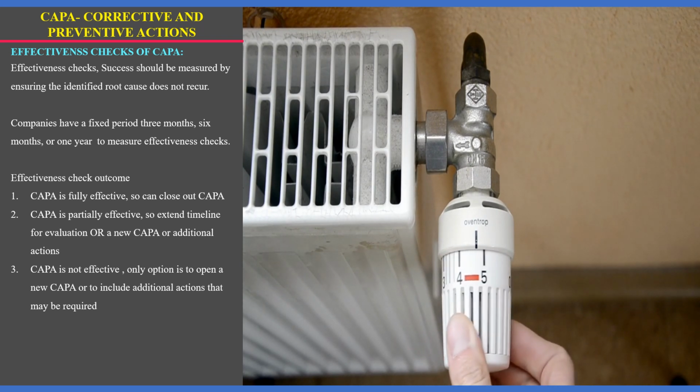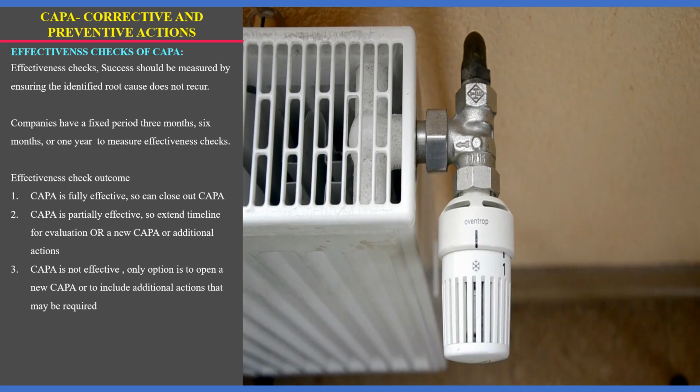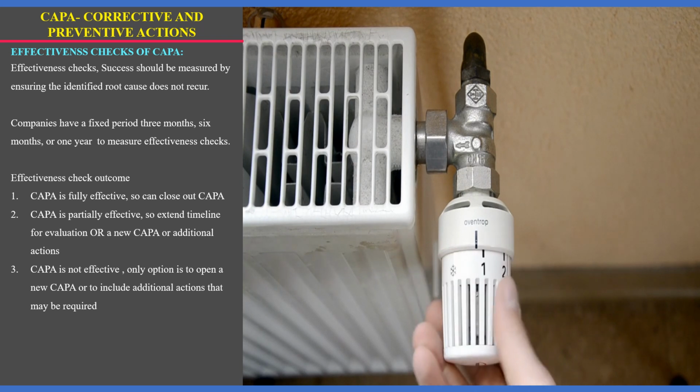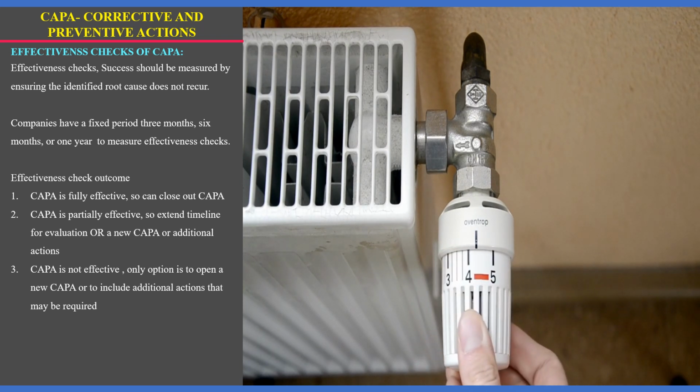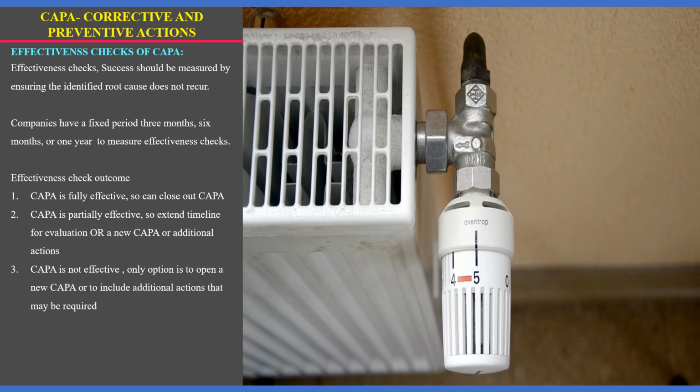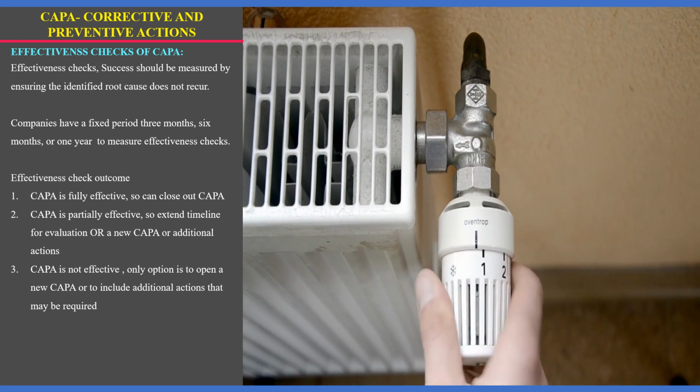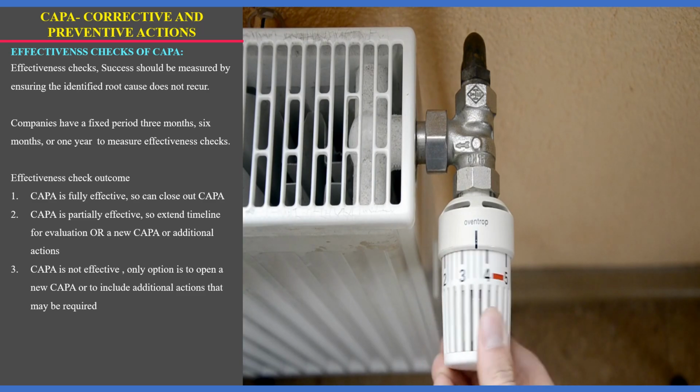CAPA is fully effective, so you can close out the CAPA. CAPA is partially effective, so you can extend the timeline for evaluation, or a new CAPA or additional actions are required. Third, CAPA is not effective, in which case the only option is to open a new CAPA or to include additional actions that may be required.